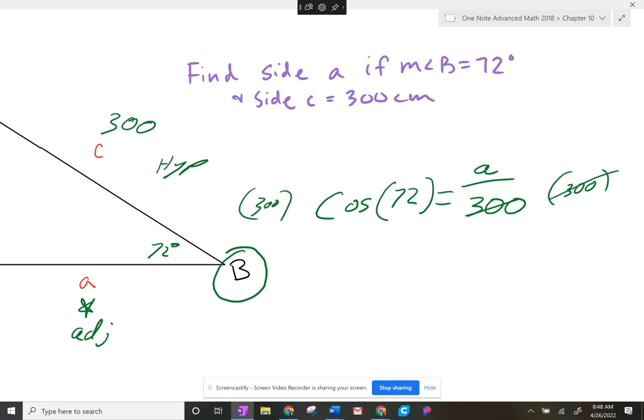What'd you get? 92.7. Perfect. Okay, so for my side A, 92.7 centimeters. And that's it. So if they give you the angle, you get to put it in. You get to use sine, cosine, tangent just the way it's written in your calculator. So if they give you the angle, you get to use it regularly. If they don't give you the angle, you have to use the inverse.